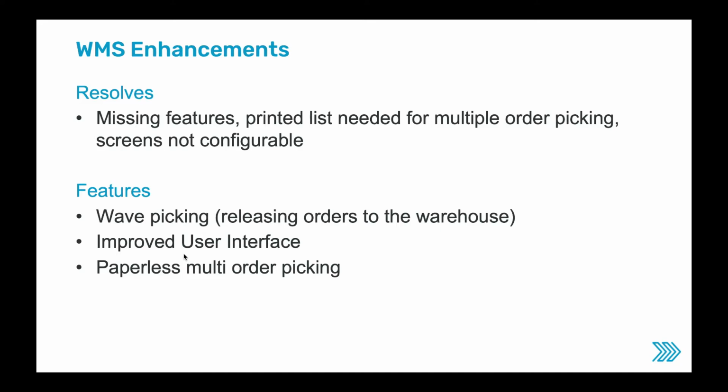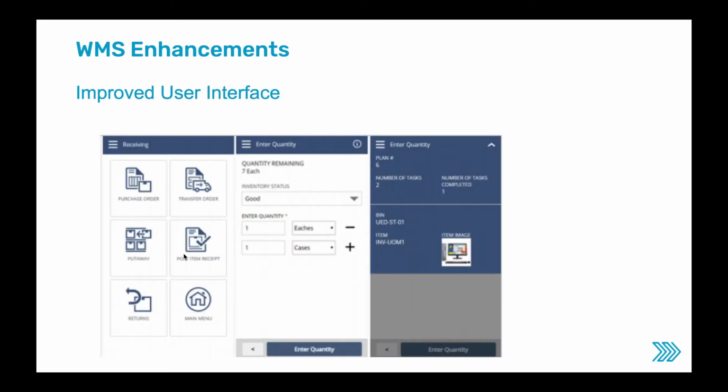The user interface was improved, so it's a bit more intuitive. It's faster as well, which is good. And again, as mentioned before, you can now multi-order pick paperless, so without the need of a list on paper. Just a quick preview of the improved user interface. If you're familiar with WMS, you'll see that it's changed quite dramatically. Not only the look and feel, but again, it's a bit faster and it's more intuitive as well.